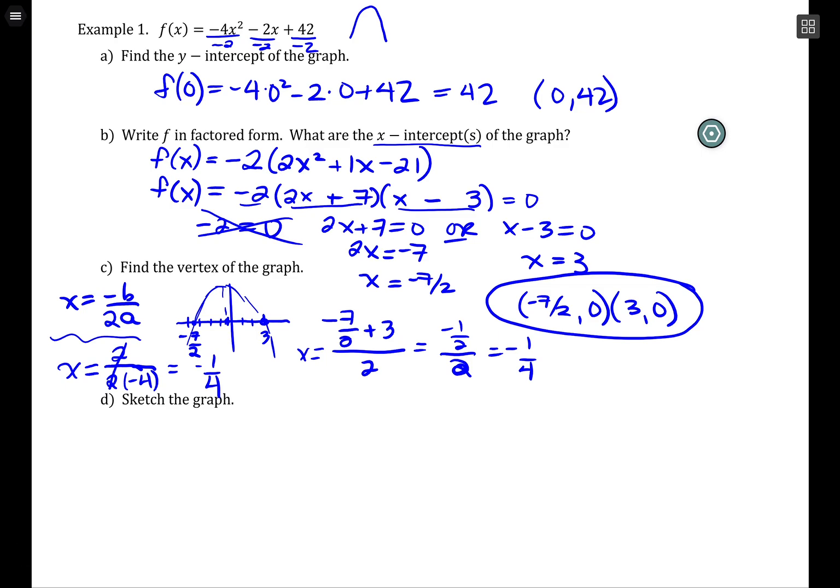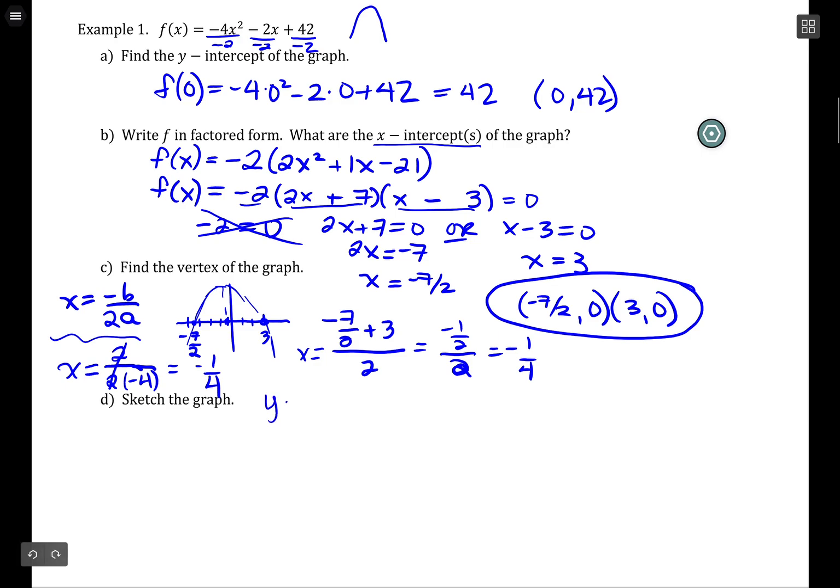I'm not saying that one way is better than the other. You pick your favorite amongst those two. But if you already have it in factored form, this one's maybe kind of a wash. But when your intercepts are both integers, sometimes you don't even have to do work. You can just look and say, well, if it crosses the x-axis at 0 and 4, then the vertex is halfway in the middle at 2. So keep that one in mind. It can be a really nice way to find your vertex.